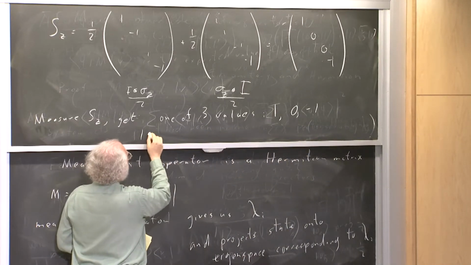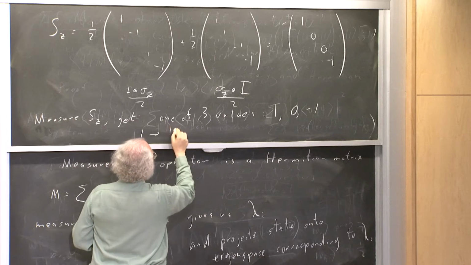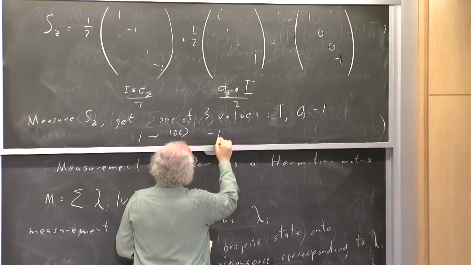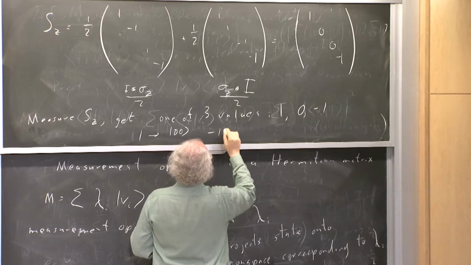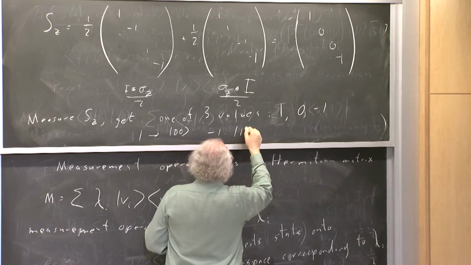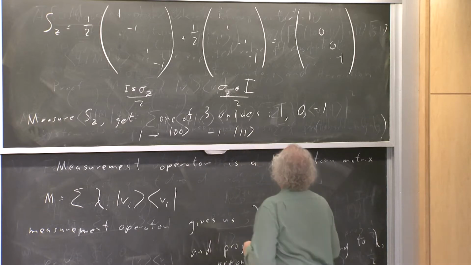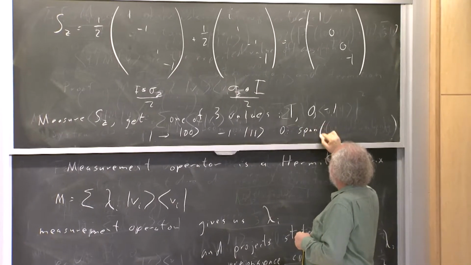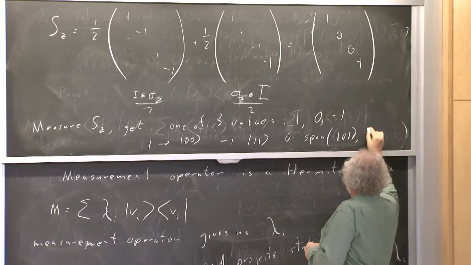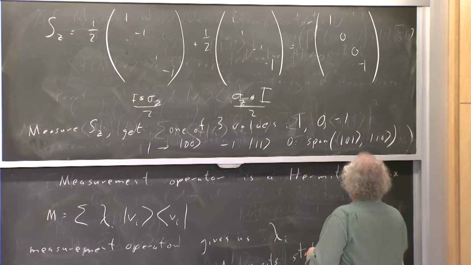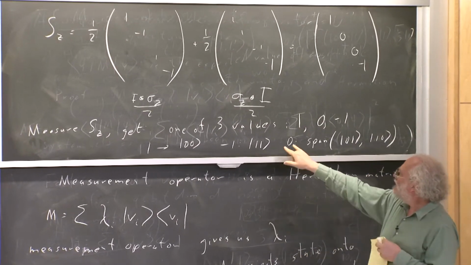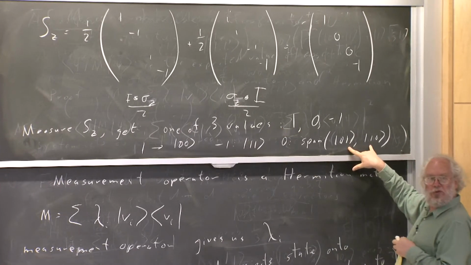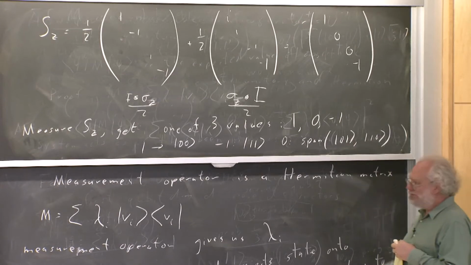And 1, the eigenspace is (0, 0). Minus 1, the eigenspace is (1, 1). And 0, the eigenspace is the span of (0, 1) and (1, 0). So if we get 0, the spin gets projected into this eigenspace.